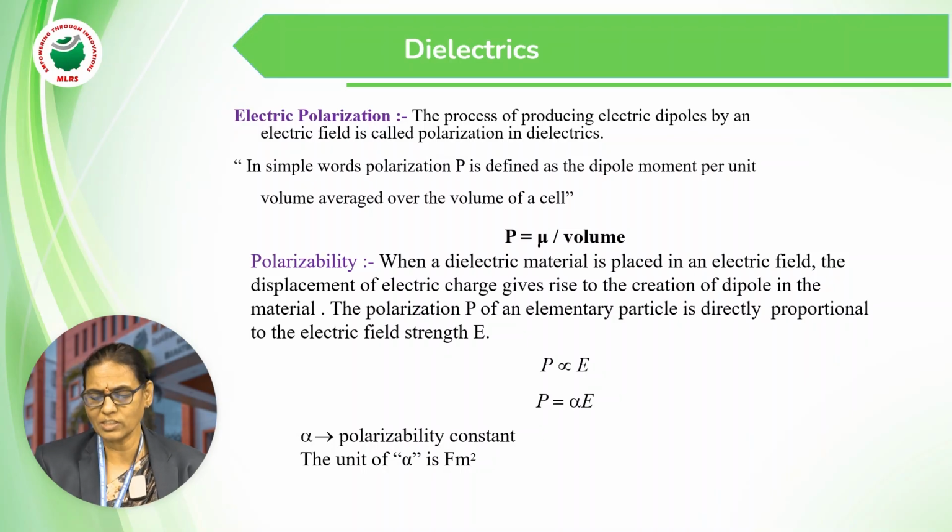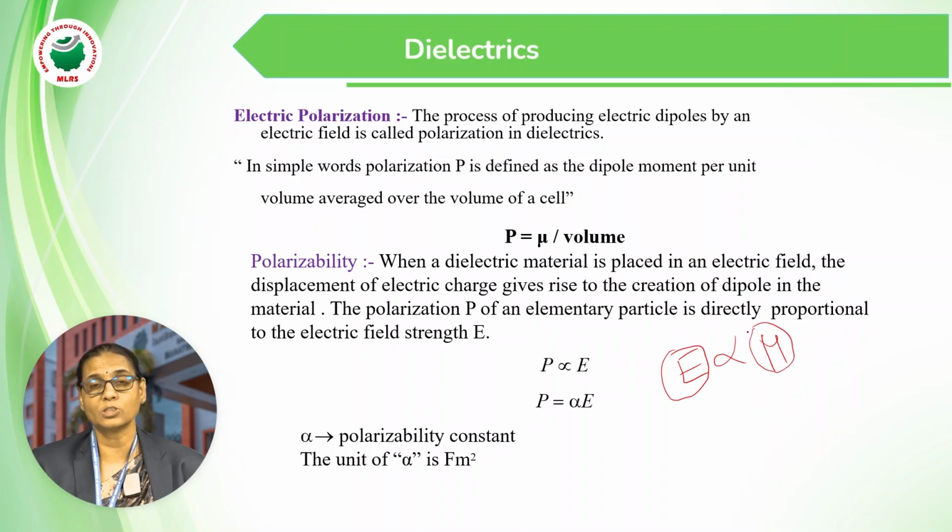Now, we generally represent the electric field strength by E, and we represent the dipole moment by mu. That is, the amount of electric field which you are applying will give rise to the amount of dipole moment which is produced. That means both are directly proportional to each other. E is proportional to mu. Then remove this proportionality and introduce a constant called alpha, alpha into mu. Now, what is this alpha? Alpha is called the polarization constant.